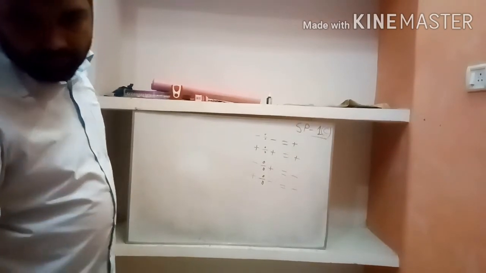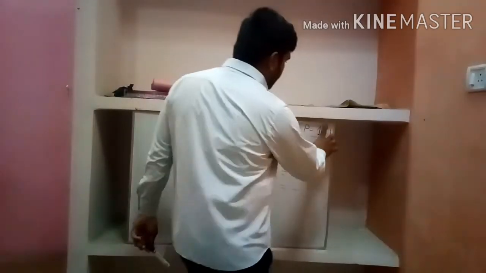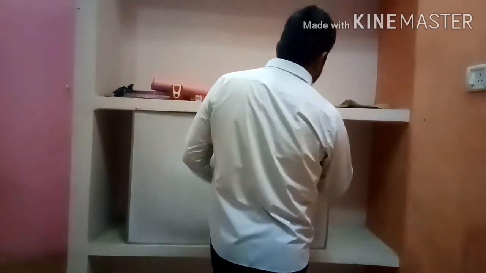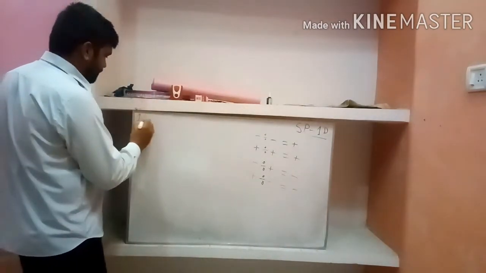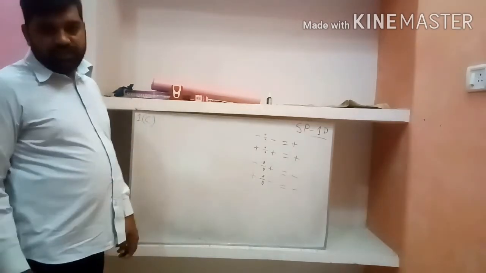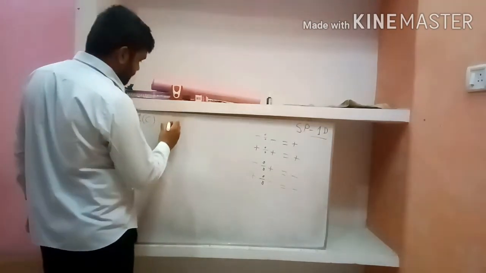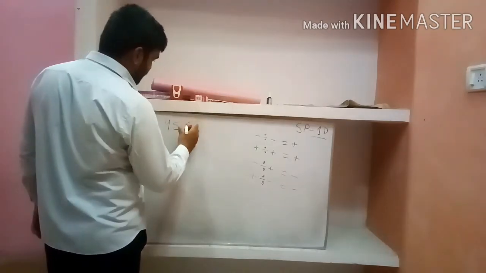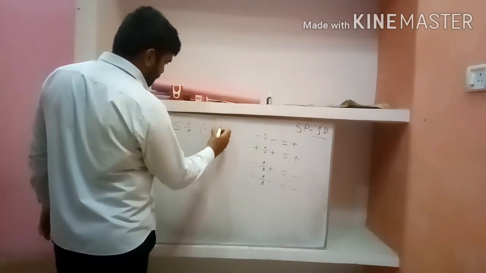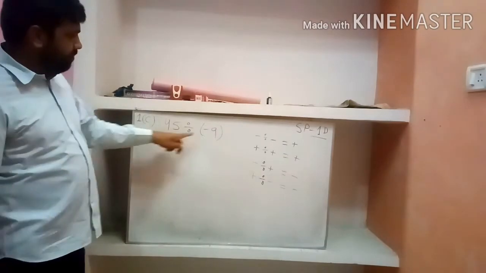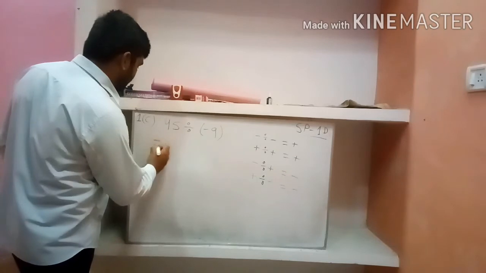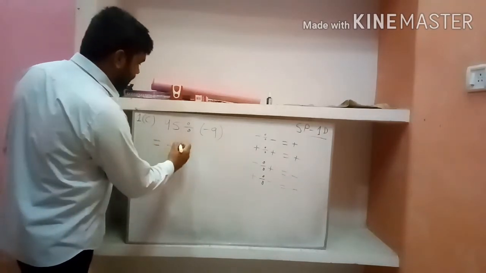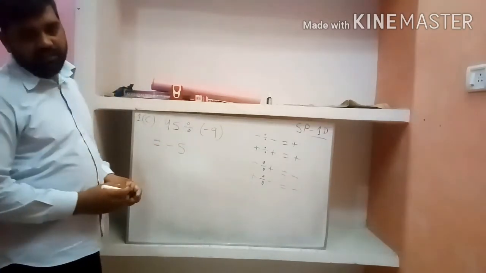See, self practice 1D. Now we are on 1D. Question number 1C. 45 divided by minus 9. Again you see, plus and minus, the result will be negative. 9 fives are 45. The answer is minus 5.